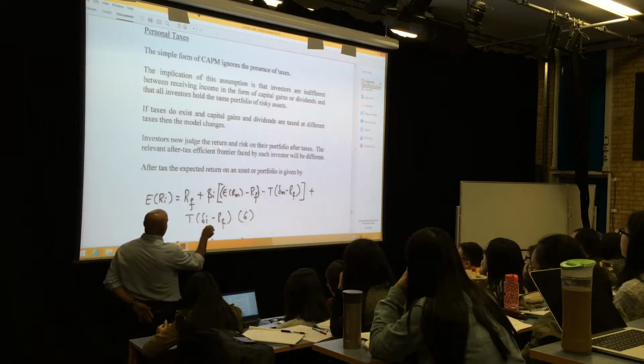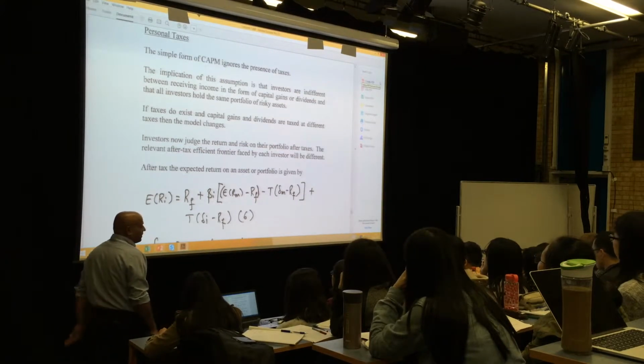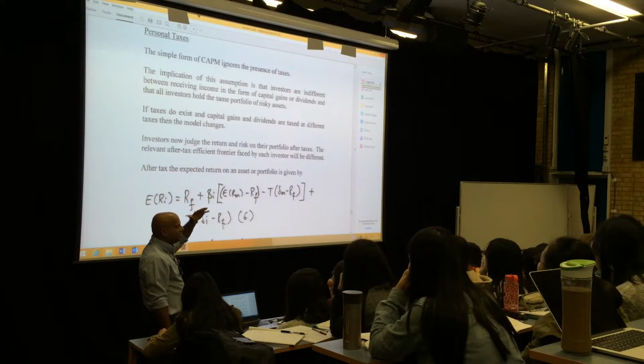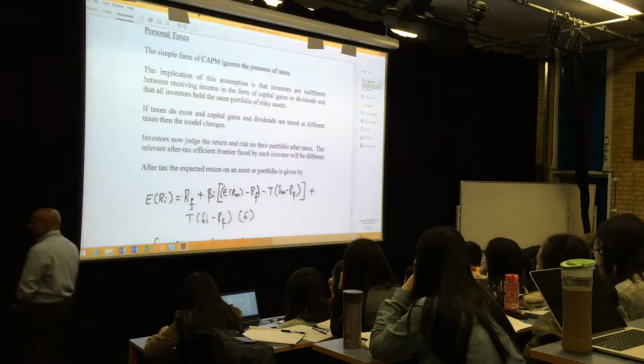Now, investors judge the return and risk on their portfolio after tax, depending upon if you're a rich guy in a high bracket or a poor guy in a low bracket. After tax, the game changes, the equation changes.